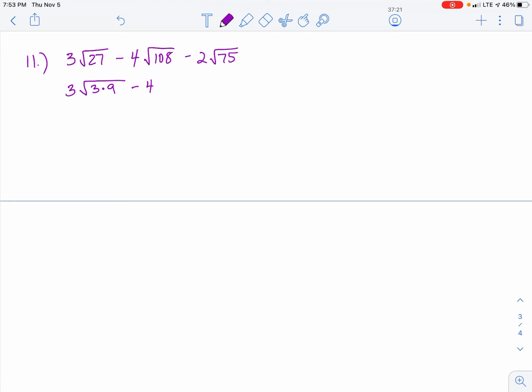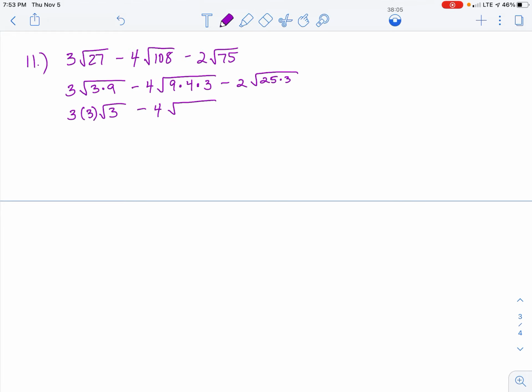Okay, so let's look at the next one. What does 108 break up into? Well, I can think of a few perfect squares. If I did a 9, I know that 9 times 12 is 108. I also know that 12 can actually be broken up into 4 times 3. So I have 2 perfect squares under there, don't I? The 9 and the 4. And let's look at the last one here. We know that 75 can be broken up into 25 times 3, which is perfect because 25 is a perfect square. So let's pull out now what we have. The square root of 9 would be 3, so we'll pull that out and we'll leave the 3 underneath there.